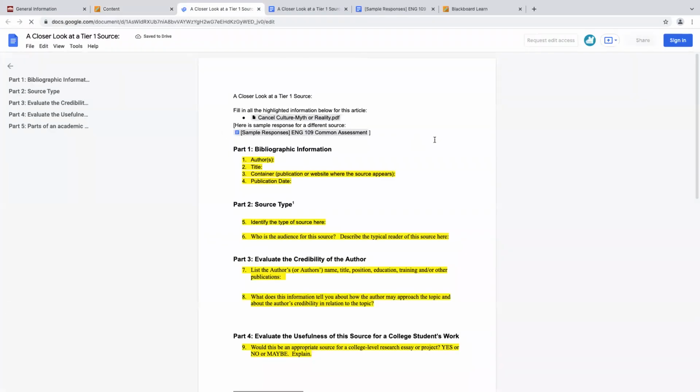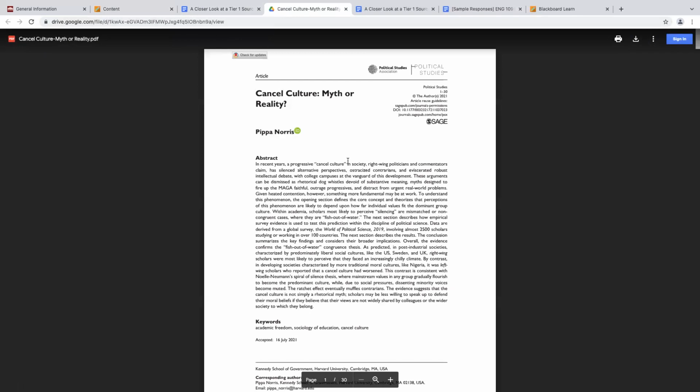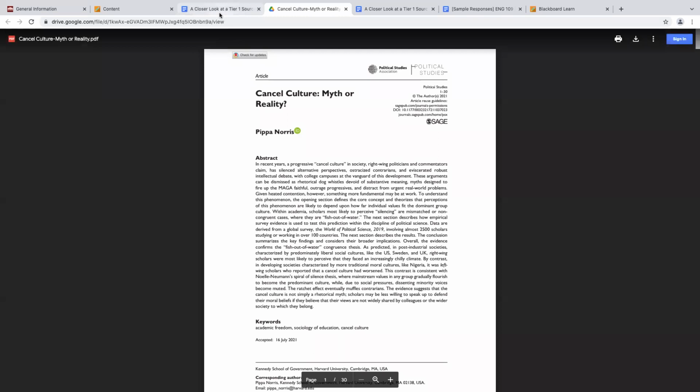So for this, basically what happens is I provide you with the tier one source. You click on the PDF, you open that up. And sometimes this takes a little while. So you open that piece up, you take a look at it, and you find some of the key information.